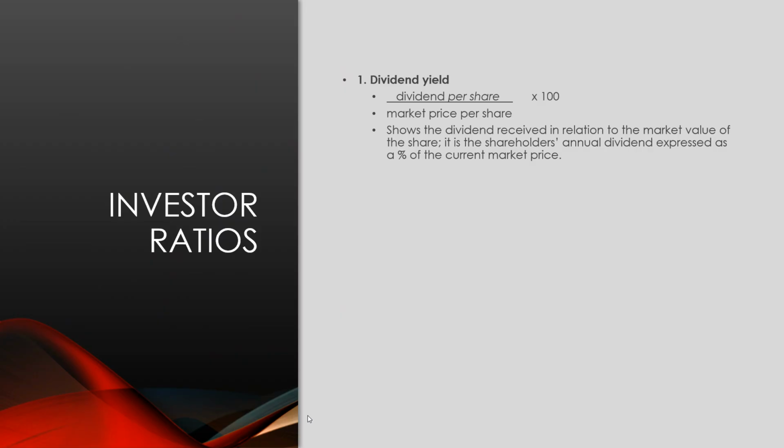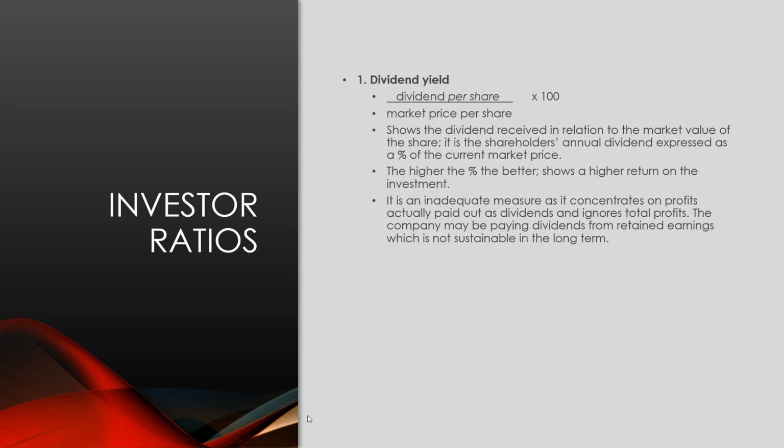So it's the shareholders' annual dividend expressed as a percentage of the current market price, or the market price that you've been given. That's one thing to be aware of. How up to date is that market price? Because in a volatile market, it could change very much from one day to another. Obviously, the higher the percentage, the better. That shows that you're getting a higher return on the value of your investment at the moment.